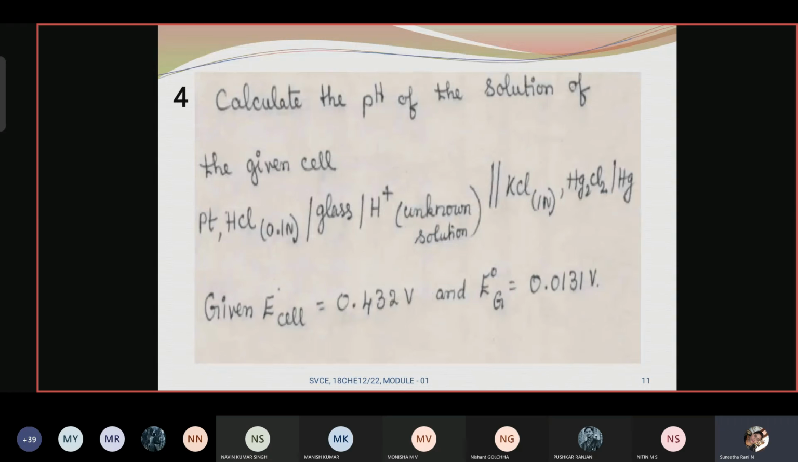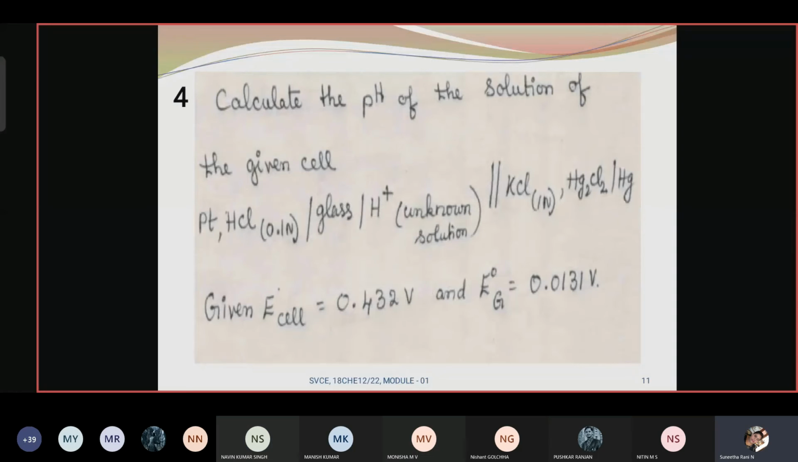0.0131, this one is the E naught value, correct? No, I'm talking about the normality. 0.1 normality is given for the HCl concentration. HCl and KCl are given as 0.1 normal and 1 normal. That is standard HCl solution, KCl. So we don't have to substitute here.